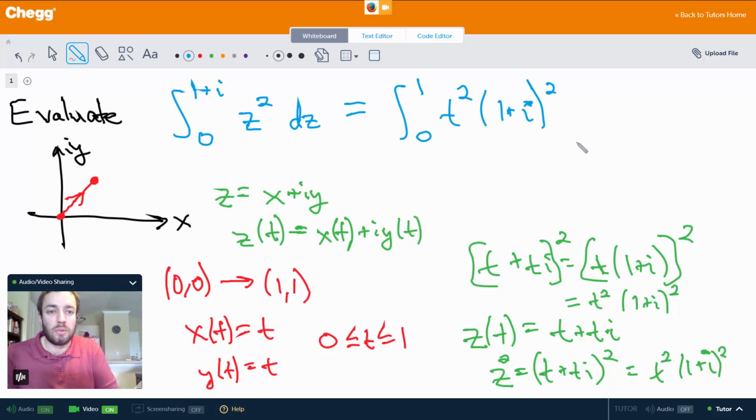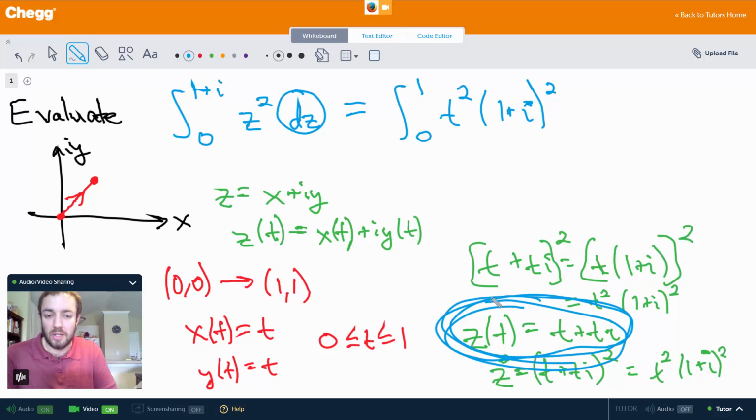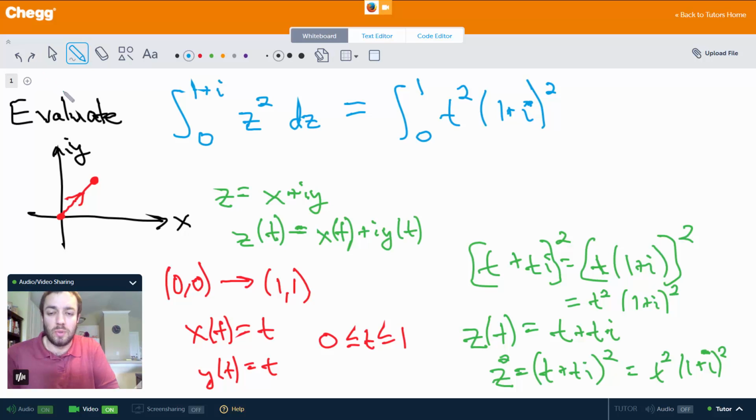Now we are integrating with respect to t, so we have to change this to dt, but dt just itself is not quite right, because we have dz, and we know that z is t plus ti, so we have to use this to figure out what dz is in terms of dt. It's just like when we do a line integral in the real plane, or when we make any kind of substitution: we have to express the old differential in terms of the new one.